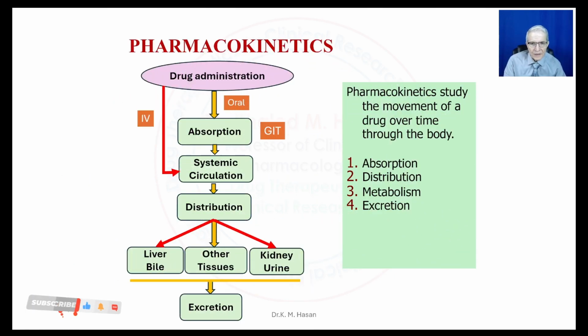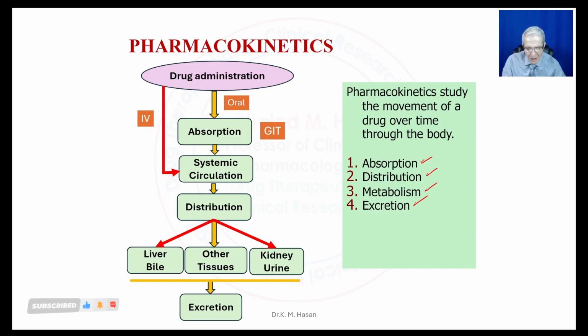Okay, pharmacokinetic studies four main processes of the drug in the human body. Pharmacokinetic studies absorption, distribution, metabolism, and excretion. So pharmacokinetic, I will repeat that, studies four main processes that affect the medication: absorption, distribution, the metabolism of the medication, and excretion of the medication.